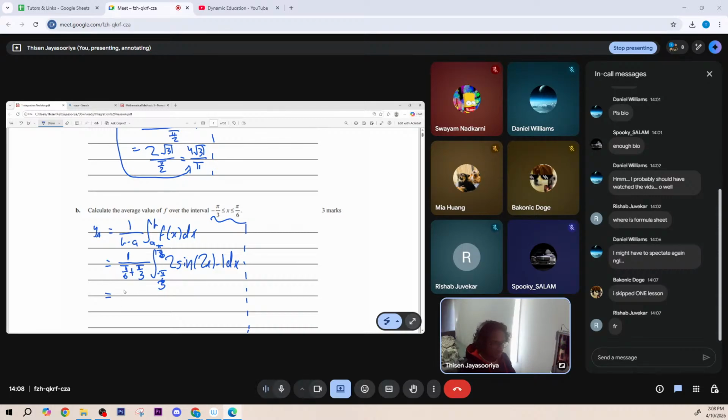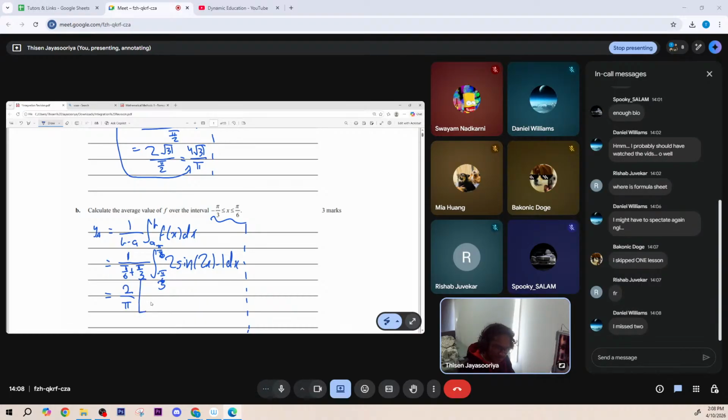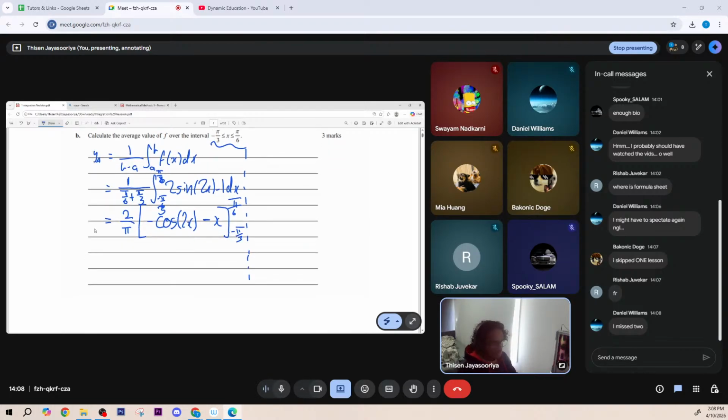So here we can simplify this outside into 2 over pi. And then we can evaluate the inside of the integral. The integral of 2 sine of 2x is just going to be negative cos of 2x, take x, from pi over 6 take pi over 3. Now, what you can do from here is you can do 2 pi equals f of pi over 6 take f of negative pi over 3.